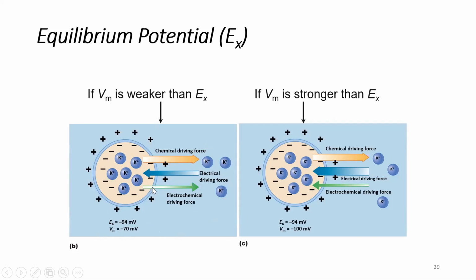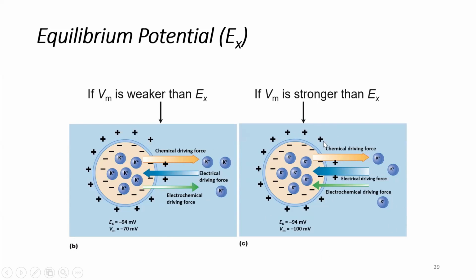And so we see a small inward electrical driving force. We see a larger outward chemical driving force. And so the overall electrochemical driving force is smaller because we're actually subtracting the values here, 94 minus 70, but the overall direction will favor the chemical driving force. And so that's going to be outward, or moving out of the cell.